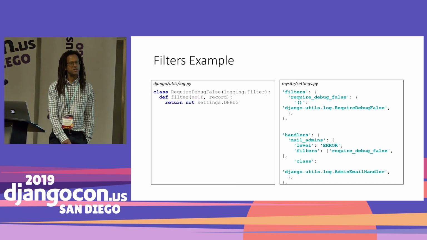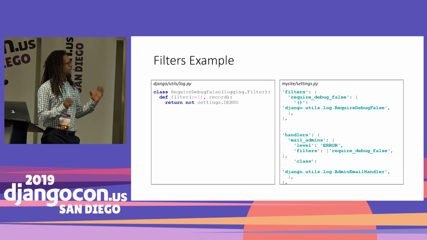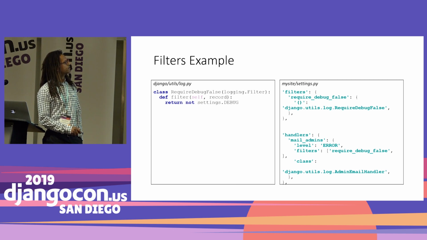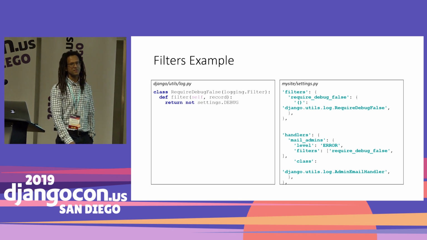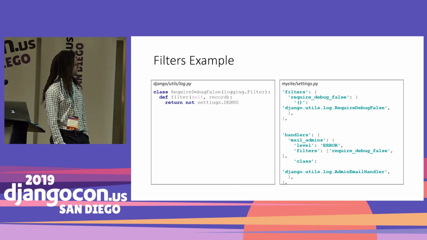Another great example comes straight from Django, and this is Django's require debug false filter. It confuses me every time I look at it, because what it says is that when debug is set to true, it will return the opposite, which is false. So the filter returns false whenever debug is set to true, which means that mail admins, requiring debug false, will filter any message sent to this handler whenever debug is set to true. This is an example of a filter that ships with Django. It's in all of your Django applications unless you've ripped it out.